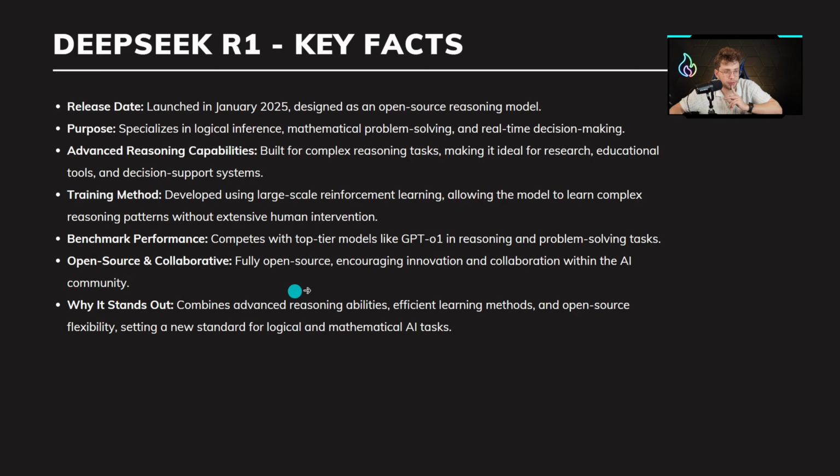Open source collaboration: it's fully open source, encouraging innovation and collaboration within the AI community. When our open source community of developers is bigger, we've got a bigger number of people using DeepSeek as their working tool. Why does it stand out? It combines advanced reasoning abilities, efficient learning methods, and open source flexibility. It's really similar to V3 in that we've got open source. And remember, R1 is a reasoning model, it's for solving problems, actually thinking in that sense. However, V3 is for general circumstances.